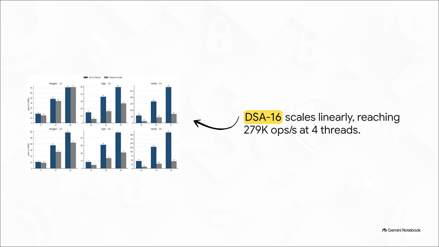Notice how perfectly the throughput scales linearly here. By the time you hit 4 threads, DSA-16 verification reaches an incredible 278,946 operations per second. That is almost 4 times higher than liboq. That radically, fundamentally expands the platform capacity for enterprise infrastructures.